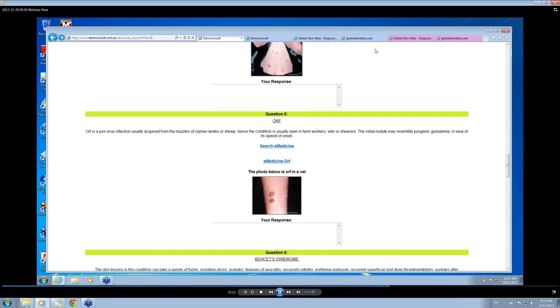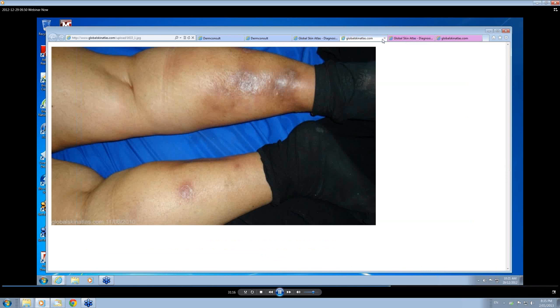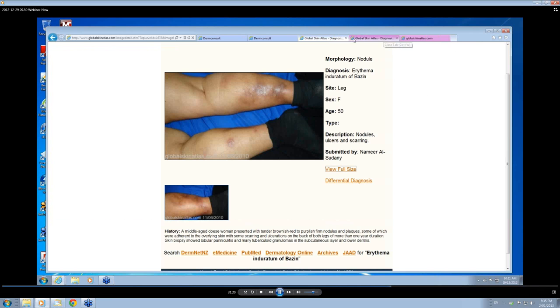I think you should have some decent pictures of that. Let me just look at Global Skin Atlas for a minute. Sorry, I'll shut that one down. Is it there? Let me just look for ORF.